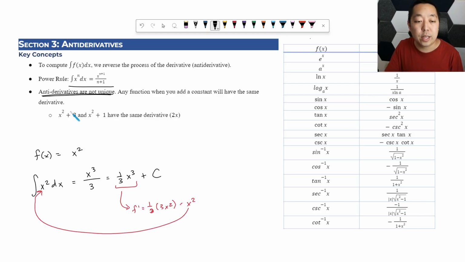Okay, and that's the example here. These two functions differ only by a constant. It's plus 3 versus plus 1. They have the same derivative, 2x. And so when we do antiderivatives, they're not unique. So a lot of times you have to add in this plus c when you're doing an antiderivative.